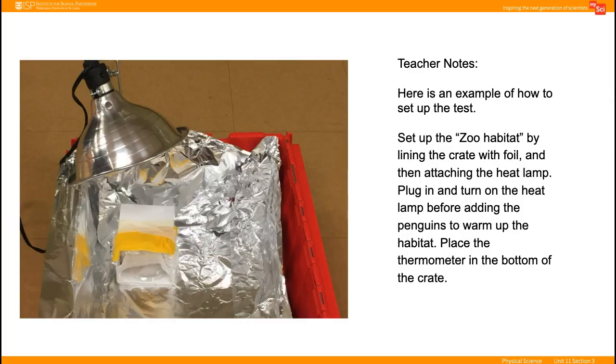Then have each team open their habitat and place their penguin in the petri dish at the same time. Place all the habitats inside the crate, taking care to avoid touching the hot heat lamp. Then add an extra penguin ice cube in a petri dish outside of a habitat to act as a control for this experiment. Set a timer for 15 minutes.